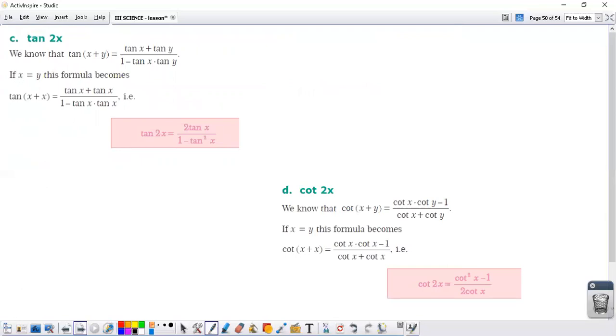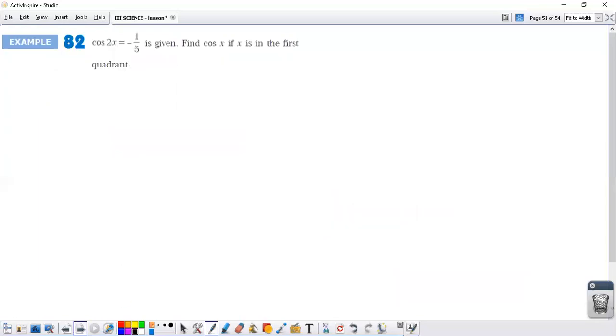For the next part, we're going to see the double angle formula for tangent and cotangent. Let me tell you the formulas directly. So 2 tangent x over 1 minus tangent squared x, that is the double angle for tangent. For cotangent, cotangent squared x minus 1 over 2 cotangent x. Okay. And how can we prove the formulas? By using the sum formulas for tangent and cotangent.